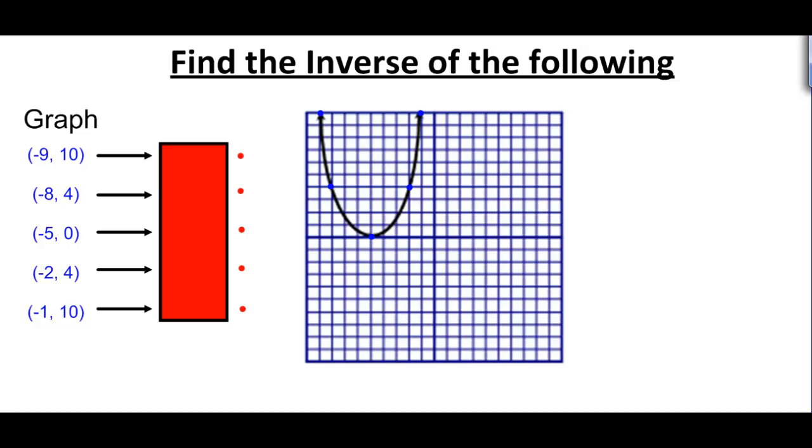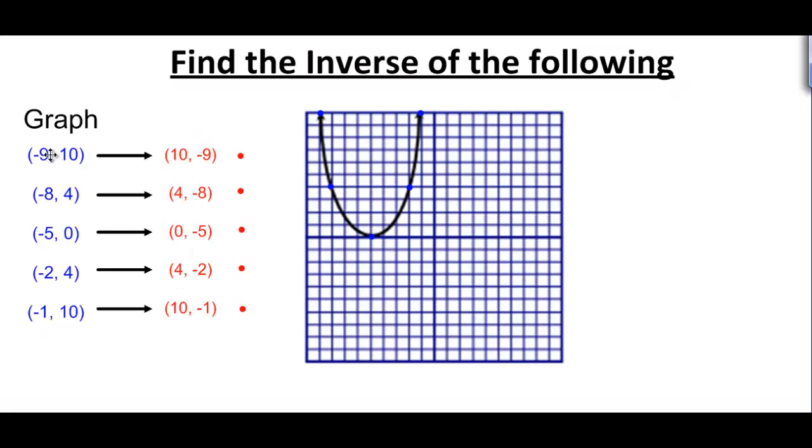In our next example, I've picked out 5 points that have integer values, and the only reason I did that is to make it a lot easier to graph it by hand. I have (-9, 10), (-8, 4), (-5, 0), (-2, 4), and (-1, 10) are the ones that I picked out. And just like before, in order to find its inverse, I'm going to take each of those points and switch the x with the y.